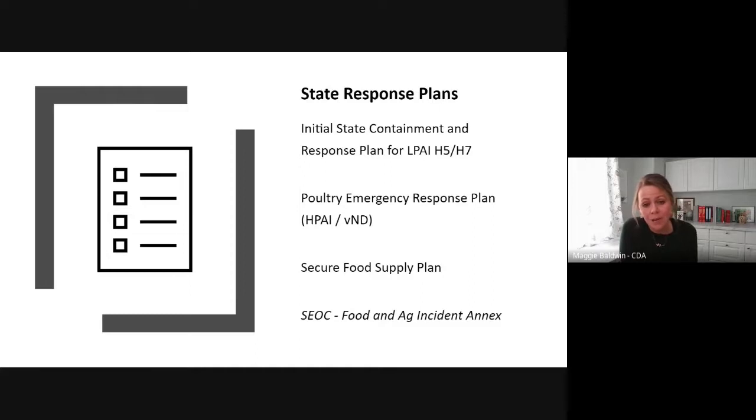We also have the State Emergency Operations Center. I think everybody in Colorado learned what the State Emergency Operations Center was during COVID-19, as they activated jointly with CDPHE for the COVID-19 response. So we also have an annex with the state EOC in the event of a foreign animal disease outbreak. This Food and Ag Incident Annex walks through each of the different state agency responsibilities in the event of that.